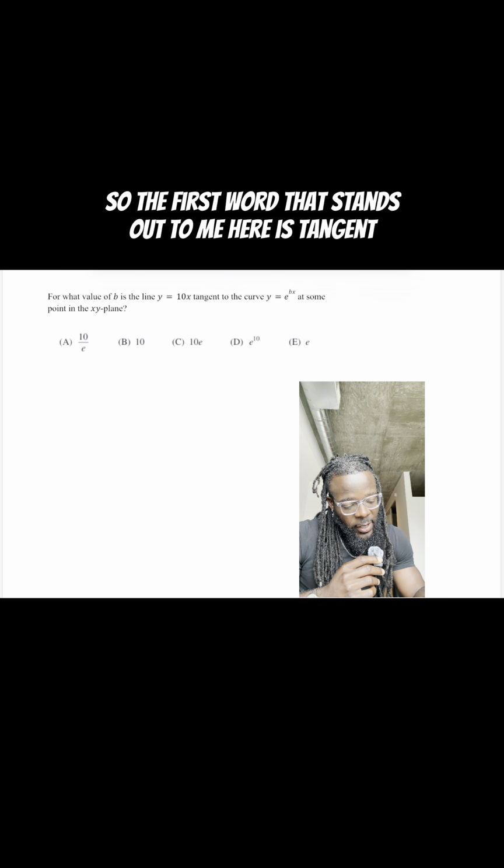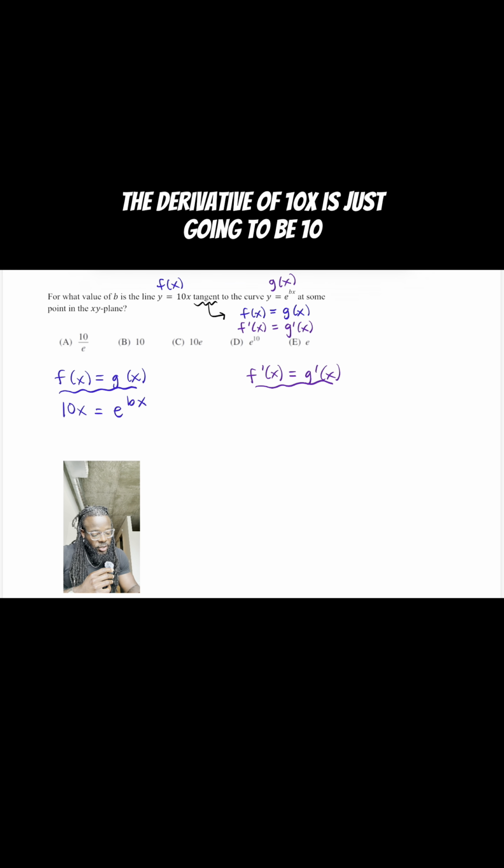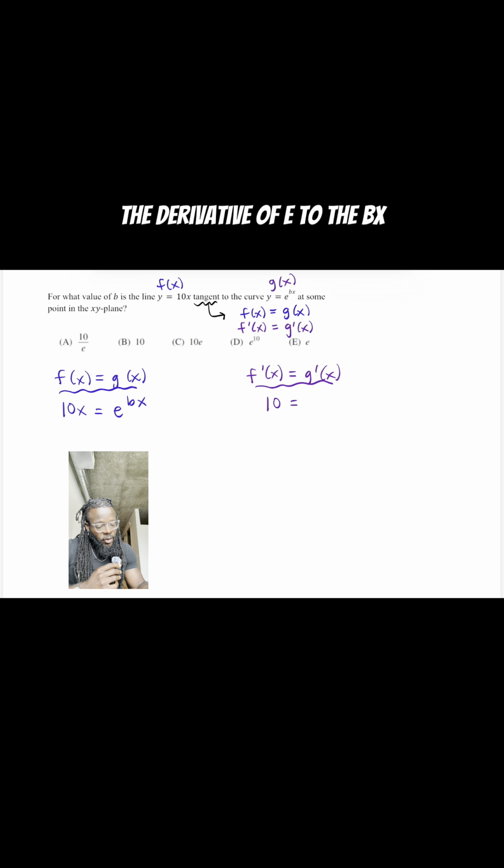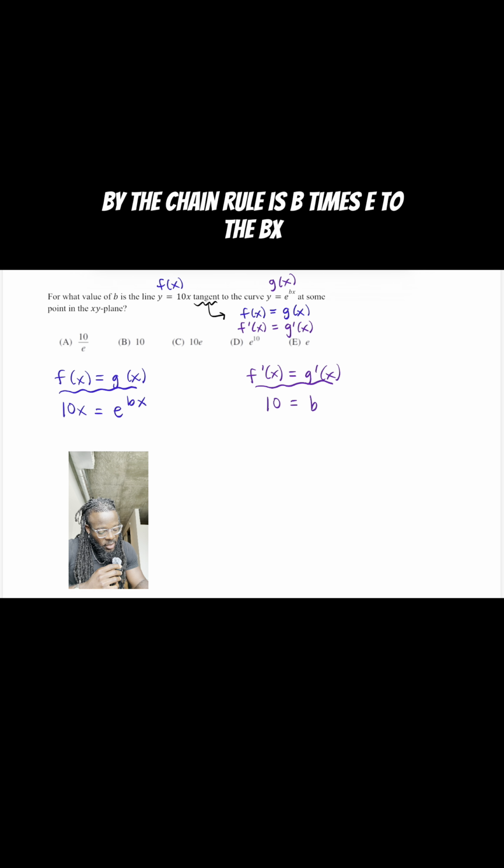So the first word that stands out to me here is tangent. So if two curves are tangent to each other, that means they share the same y value and the same slope at that point. f of x equals g of x, f prime of x equals g prime of x. The derivative of 10x is just going to be 10. The derivative of e to the bx by the chain rule is b times e to the bx.